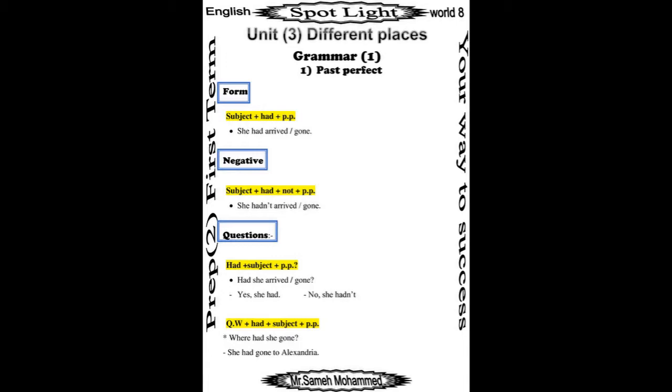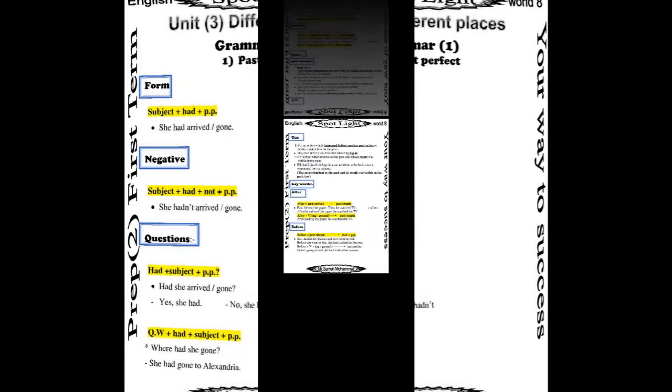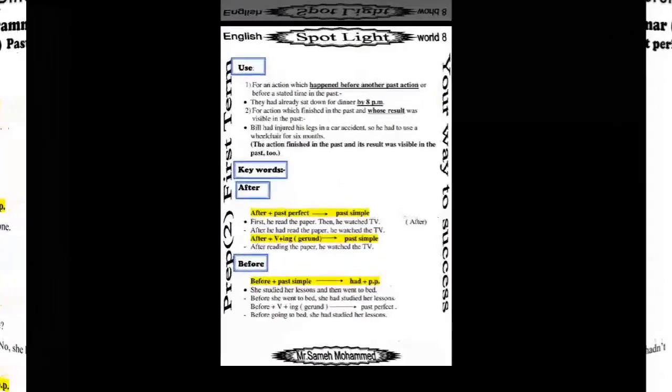And if you wanted to talk about WH question, the form is question word, had, subject, past participle. For example, where had she gone? She had gone to Alexandria.